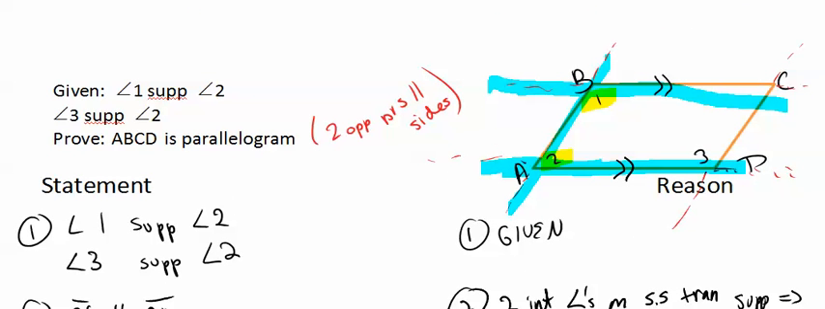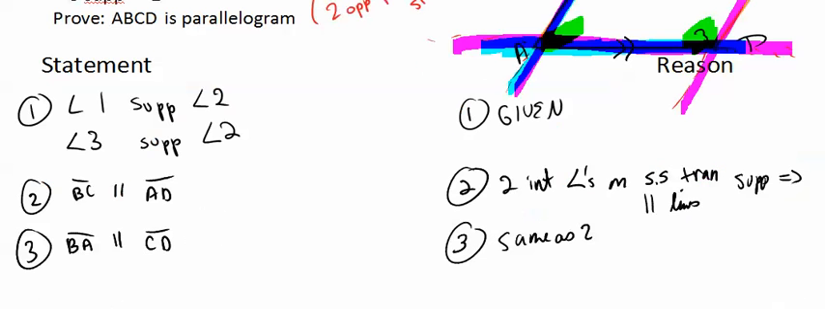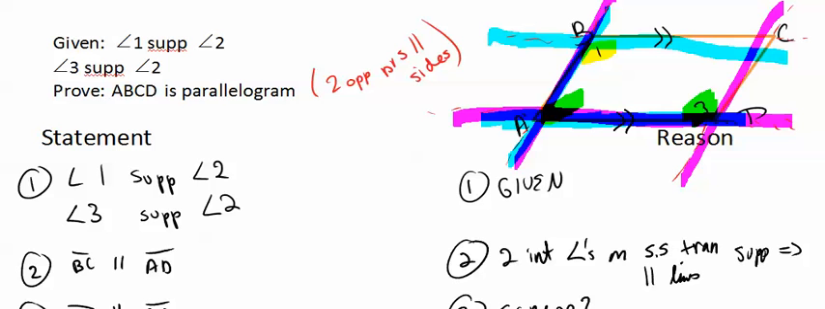Now, knowing that angle 3 is supplementary to angle 2, you can see that those are supplementary on the same side and they're interior. So that will also lead to AB parallel to CD based on the same reasoning. And again, once I have two opposite sides that are parallel, then I've established a parallelogram. So I can go right to the conclusion.